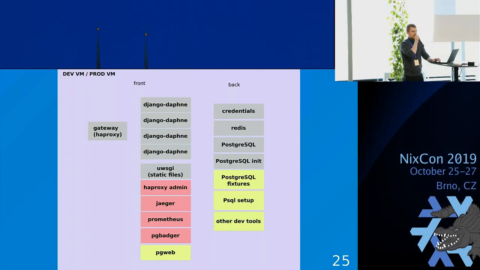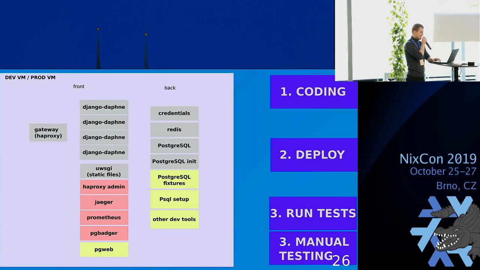Of course, for the local development environment, I put everything into a VM. I use QEMU, and that's my flow: coding, deploy, running tests, or manually clicking in the browser. This is kind of cool, but it's also slow. Each time I do a deployment, I need to rebuild the Nix derivation for the system and deploy that into the VM, which is quite fast, but is still a few seconds.